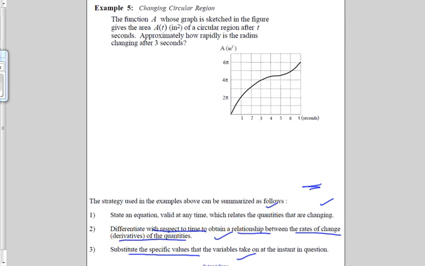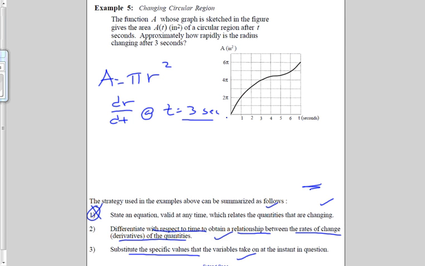It says the function A, whose graph, so area, changing circular region. The function A, whose graph is sketched in the figure, gives the area of a circular region after t seconds. So we know that A equals pi r squared. So now we've done this. We've finished number 1. We've stated an equation that relates A and r. So it says approximately how rapidly is the radius changing after 3 seconds. So what we want to find is dr dt at t equals 3 seconds.